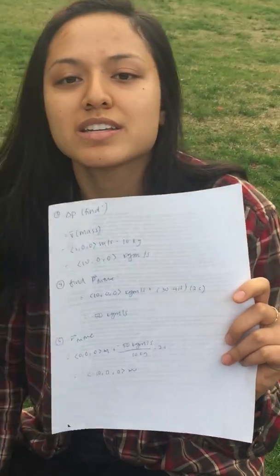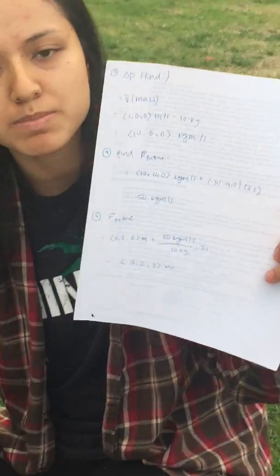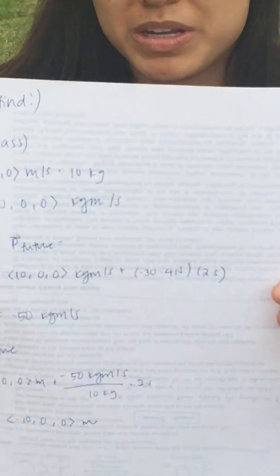And then the next thing we're going to do is find our change in momentum, and we're just going to use the velocity times mass for that, and what we get is 1000 kilogram meters per second.